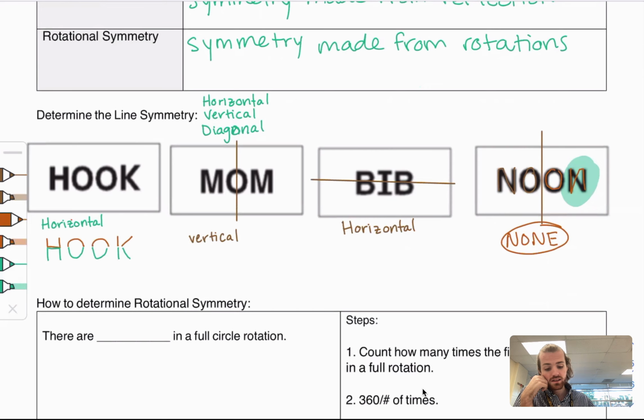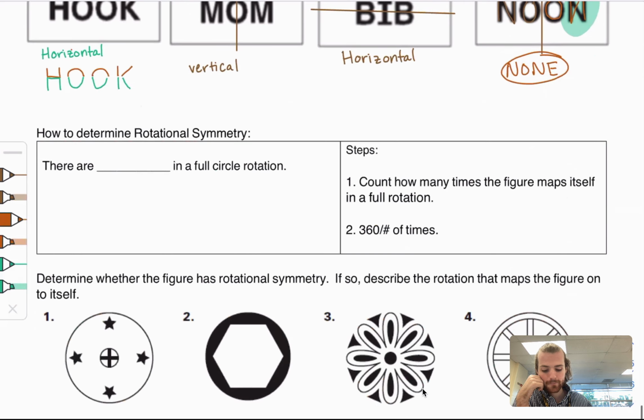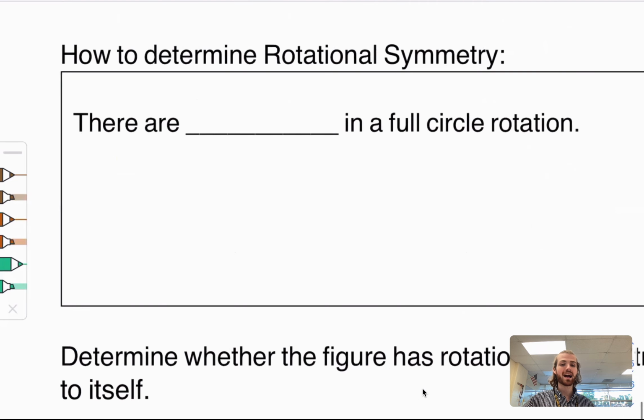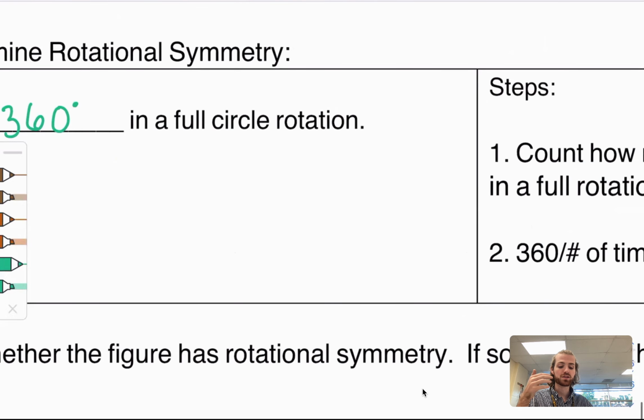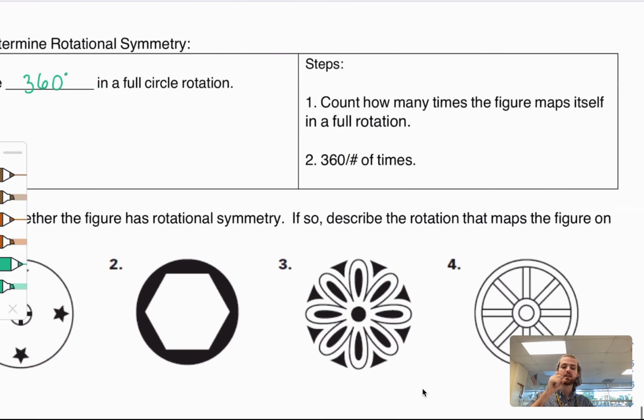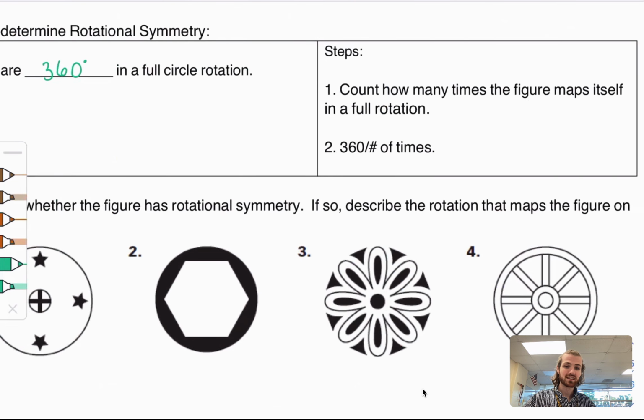The next thing to talk about is rotational symmetry. Well, to do rotational symmetry here today, we need to remember how many degrees there are in a full circle rotation. If I go in a full circle, we say that's 360 degrees, right? 360 no scope. So to figure out how much rotational symmetry we have, we first need to figure out how many times our shape maps itself in a full rotation. We'll look at what that means. And then we do 360 divided by that number.